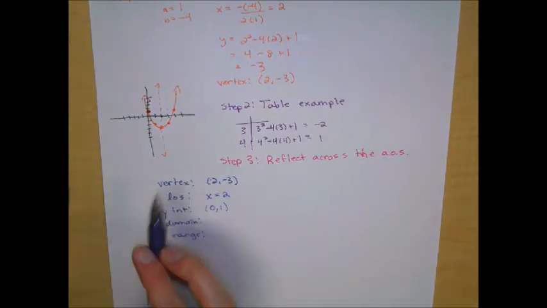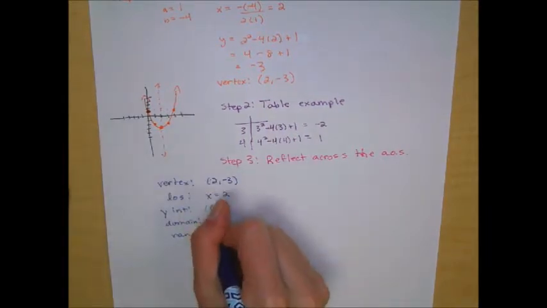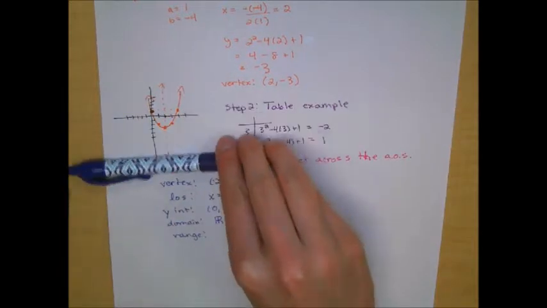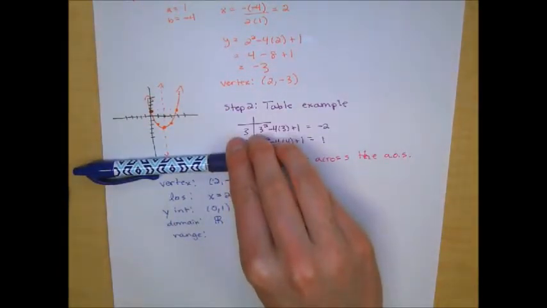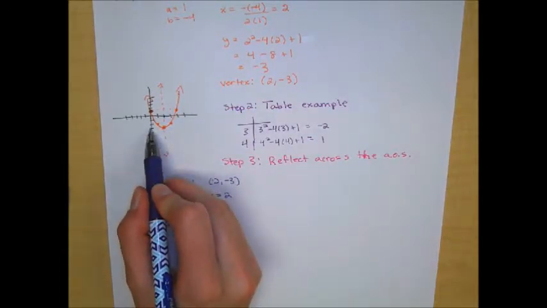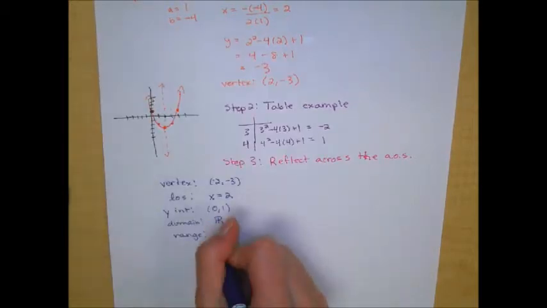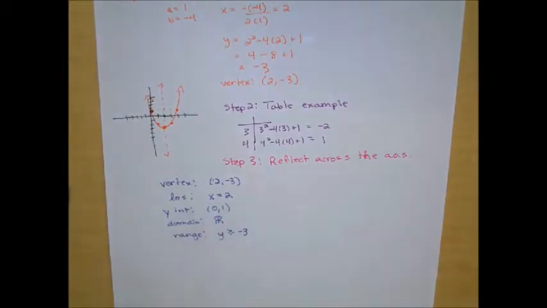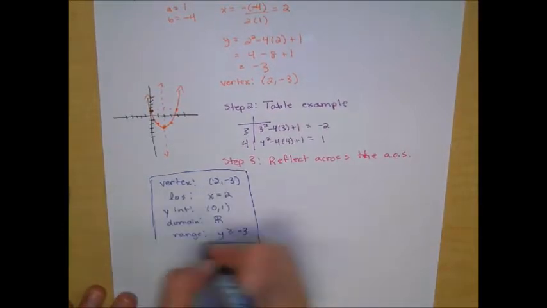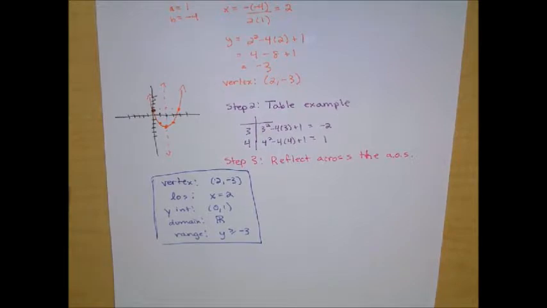Our domain, we can have any x values, so it's all real numbers. For our range, that's all of our y values. I have nothing down here. So my smallest point is -3, and all of my y's are bigger. Y greater than or equal to -3. And those are all of your answers to those graphing questions. You will have to answer these on most of the ones you graphed today for homework.